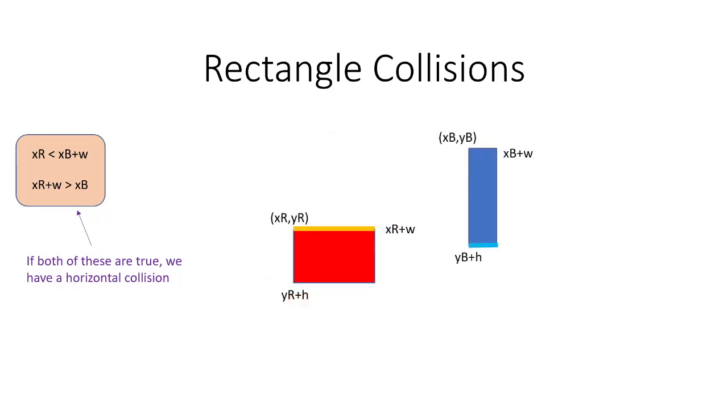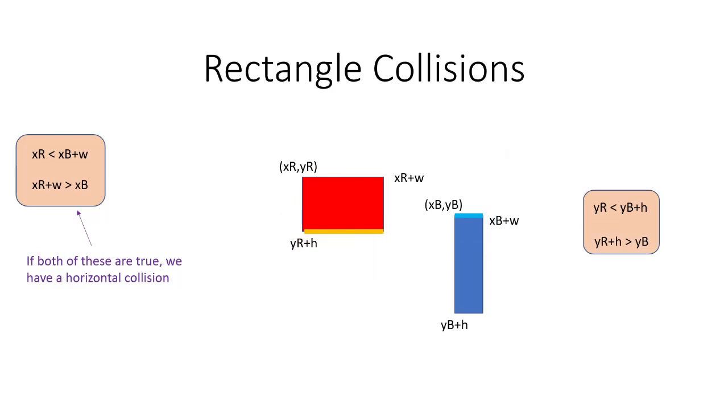If we move the rectangles as follows, you can see that now they're overlapping vertically. As you can see, the top edge of the red rectangle is above the bottom edge of the blue rectangle. So what do we check? We're going to just check that YR, which is the top edge of the red rectangle, is less than or above the bottom edge of the blue rectangle, YB plus its height.